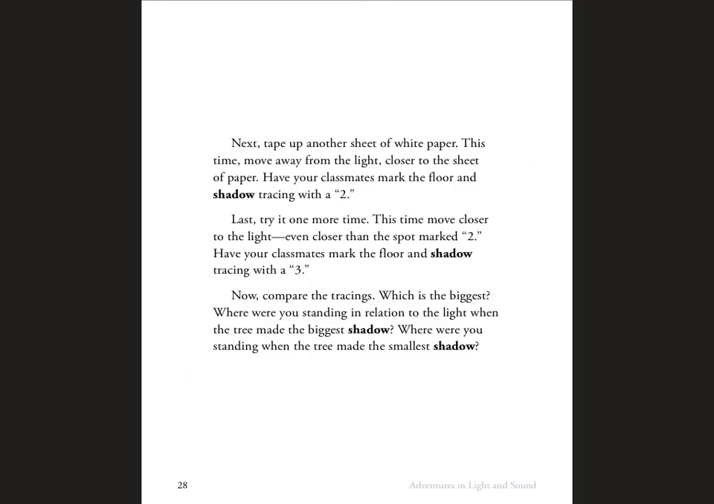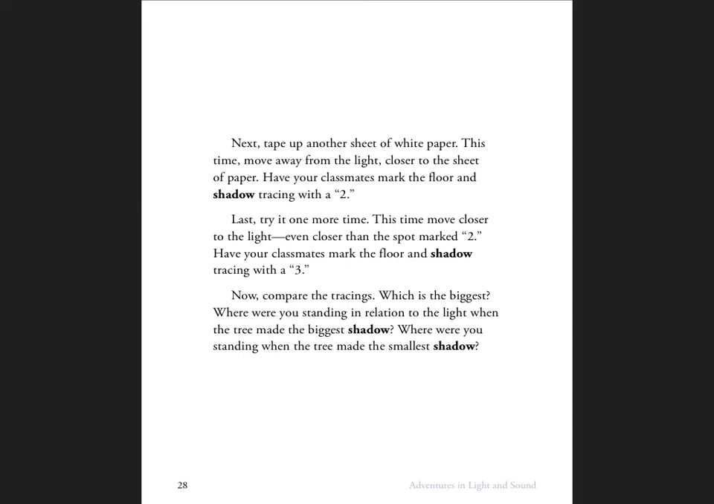Next, tape up another sheet of white paper. This time, move away from the light, closer to the sheet of paper. Have your classmates mark the floor and shadow, tracing with a 2. Last, try it one more time. This time, move closer to the light, even closer than the spot marked 2. Have your classmates mark the floor and shadow, tracing with a 3.